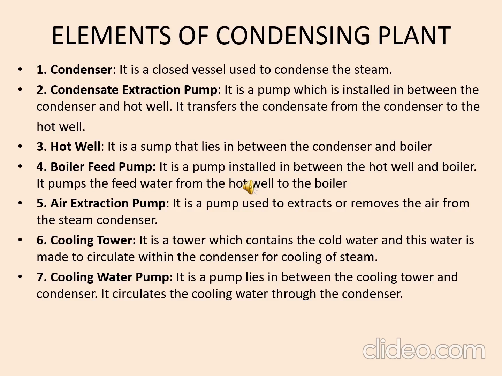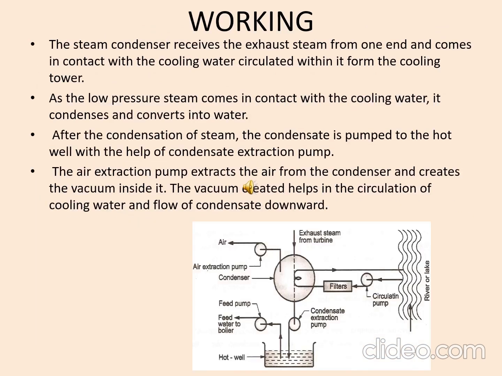So now we'll discuss the working of our steam condenser. For better understanding, I have pasted that picture once again. You can see the diagram. So first, what is happening here? The first point is exhaust steam from the turbine. That means the steam from the turbine is coming to the condenser. Always remember that the steam coming from the turbine to the condenser has low pressure. If it has low pressure, it is easy for it to reject the heat.